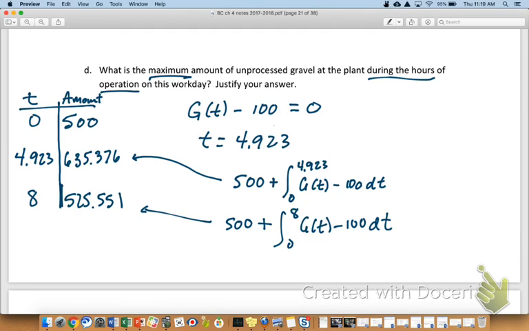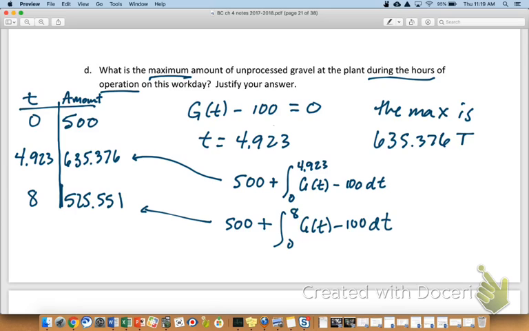Okay, so finally we can say we've considered all the candidates, and we've found the max amount. So we could say something like, therefore, the max amount is... now I could finish this one of two ways. One would be good, the other one would be not so good. What number should be at the end of my sentence here? The max is? 635. Yep, 635.376 tons. Of course, that happens when t equals 4.923, but it's clearly asking for the maximum amount, so to answer with hours really doesn't make a lot of sense. Answering with tons does. Makes a ton of sense.